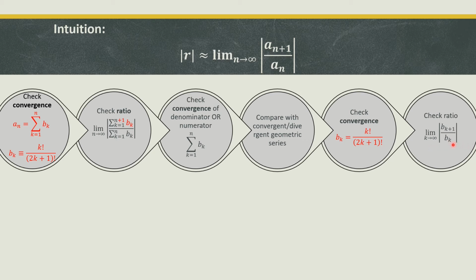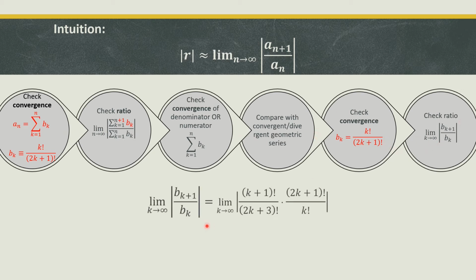And then the significance of this entire sequence of reasoning is that whatever is the convergence or divergence status of b sub k, that is the same status of a sub n. So if b sub k is convergent, a sub n is convergent. If b sub k is divergent, then a sub n is also divergent. So that is the significance of this entire chain of reasoning here. So let's just do that. First, we're going to try to get this limit.